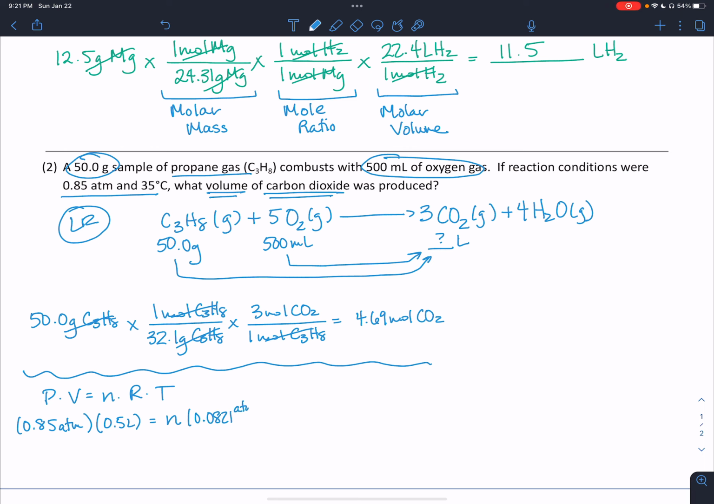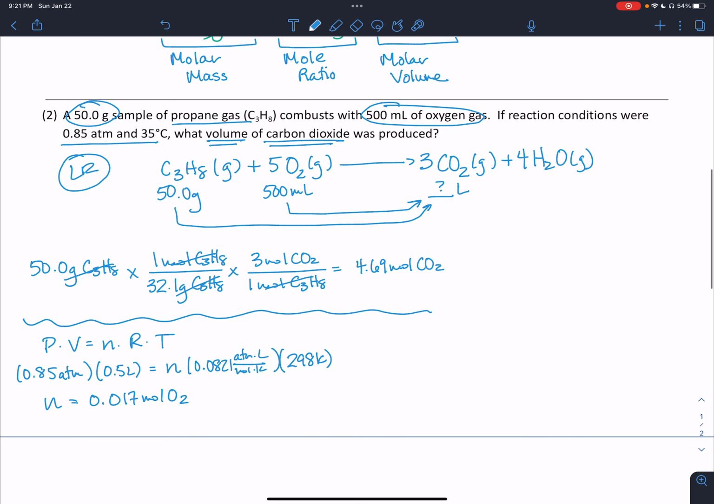R is 0.0821 atmospheres liters per mole Kelvin. And then I'm going to end with my temperature. It's 35 degrees Celsius, so 298 Kelvin. Calculate everything out, and I find that I have 0.017 moles of O2. But I need to convert that to moles of CO2, so I'm going to put my mole ratio step right here. 5 moles of O2 will produce 3 moles of CO2. So the moles are going to cancel, and I'm going to find that I produce 0.0101 moles of CO2.